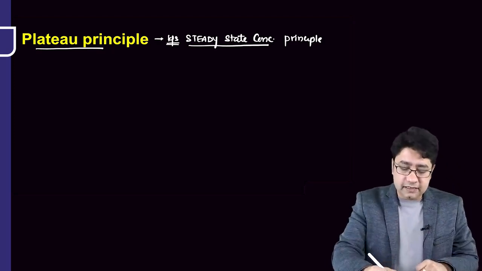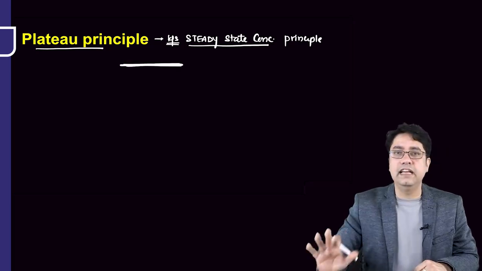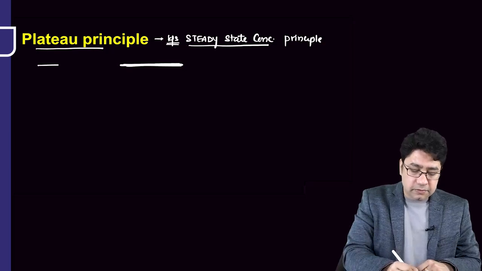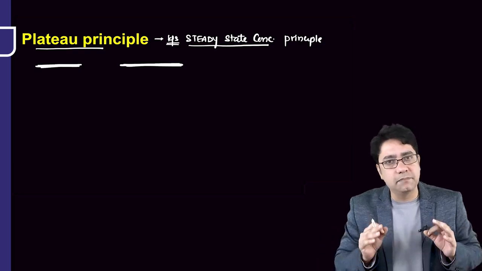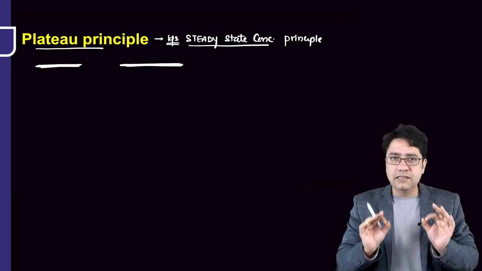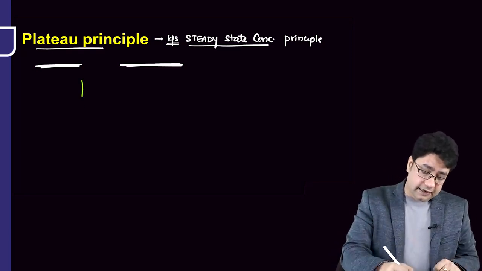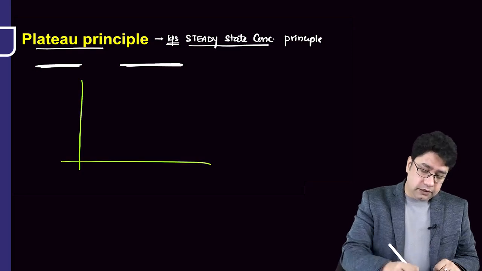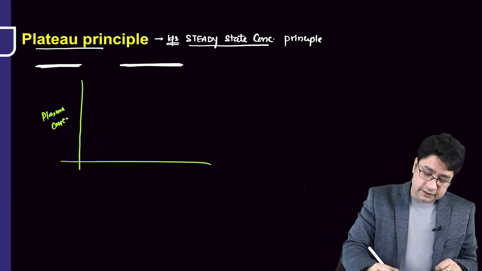Now, what do you mean by steady? Steady means anything becomes steady. It is not fluctuating anymore. Plateau also means anything which is not fluctuating, becoming flat. This is the plateau principle. Now, in simple words, what is the plateau principle? Let me get back again to you. So, this was plasma concentration and this is time in half-life.